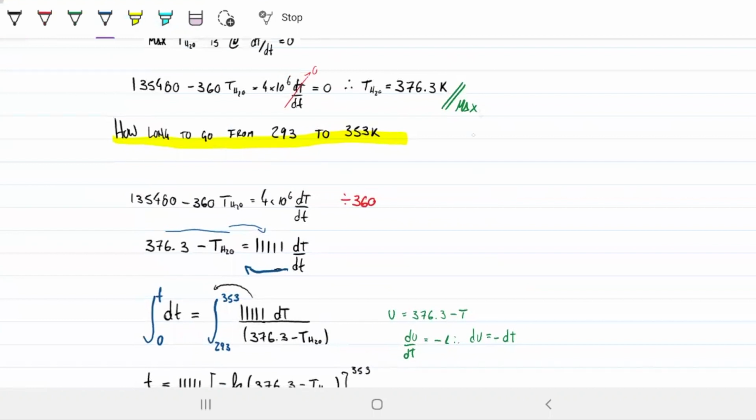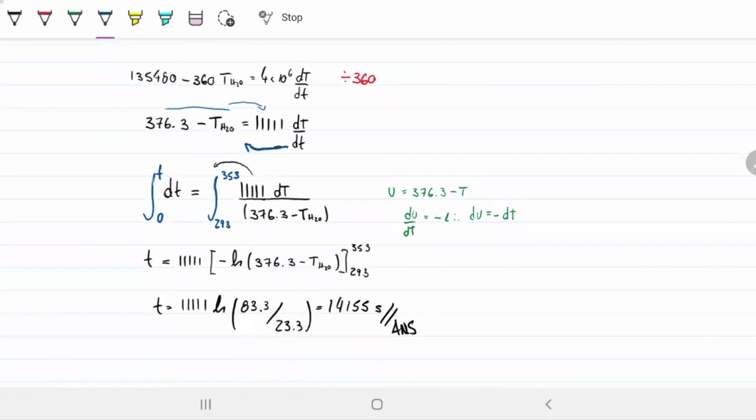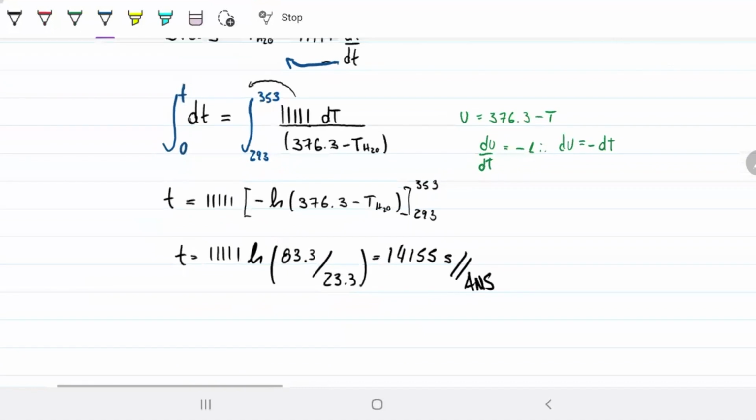were asking us, how long does it take for it to get to a temperature of 380, for instance, 380 Kelvin? Well, that wouldn't be possible because we know the maximum temperature it can reach is 376. Since 353 is smaller than 376, all good. So that does it for the first part of the question. So now we can tackle the second part.